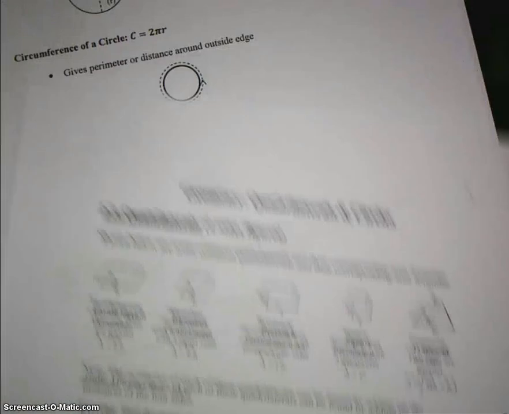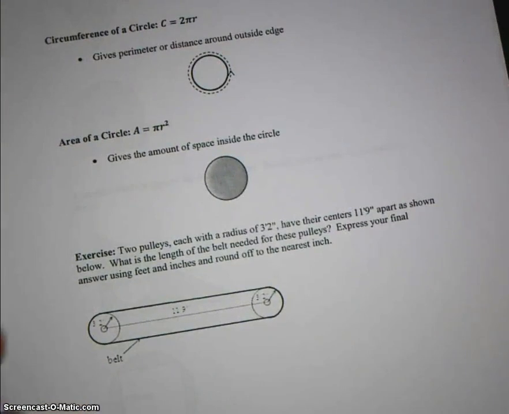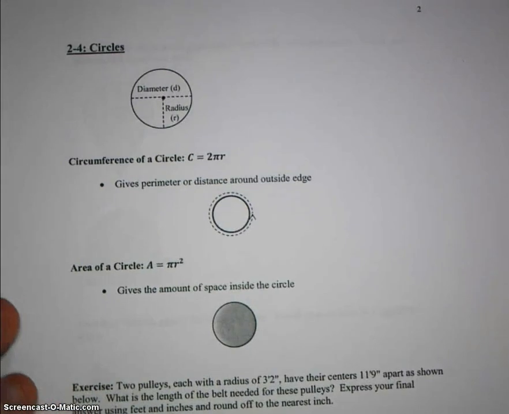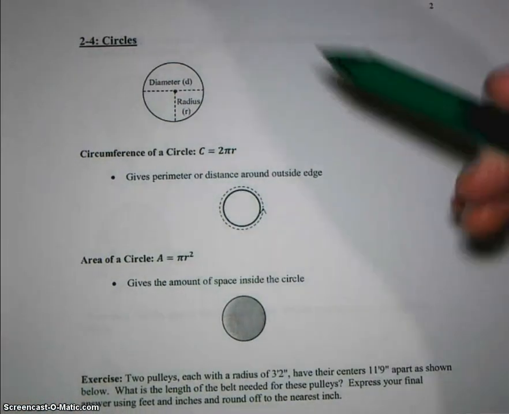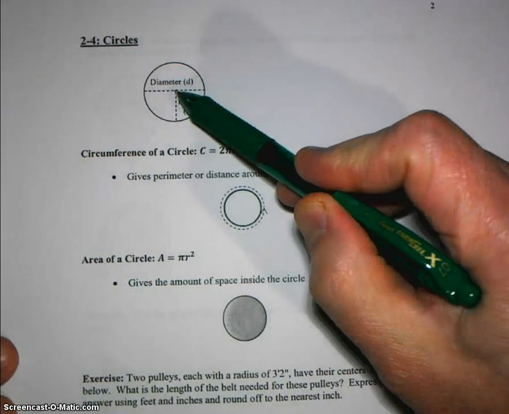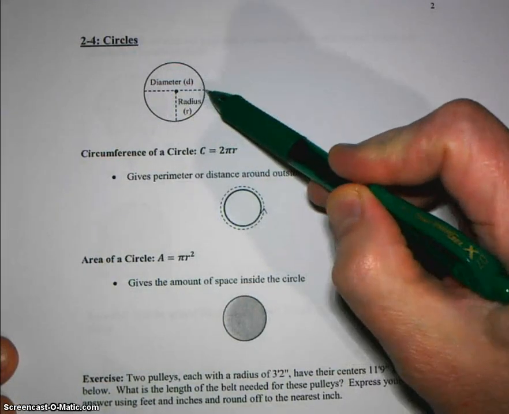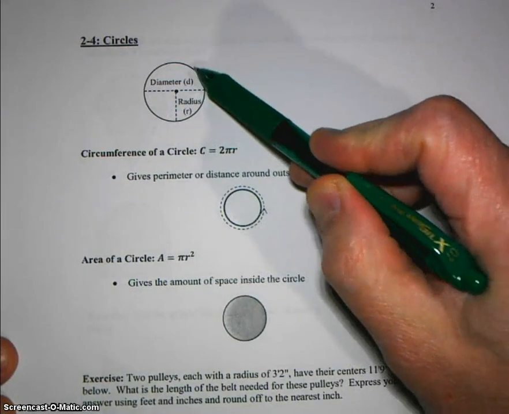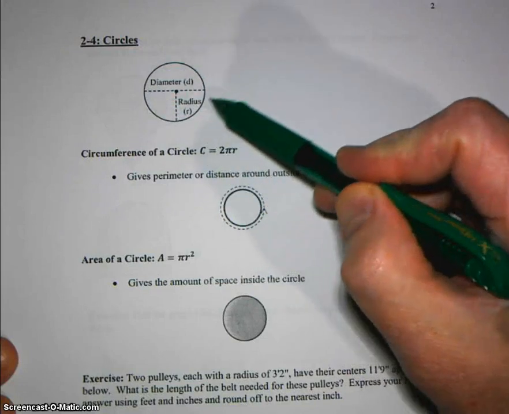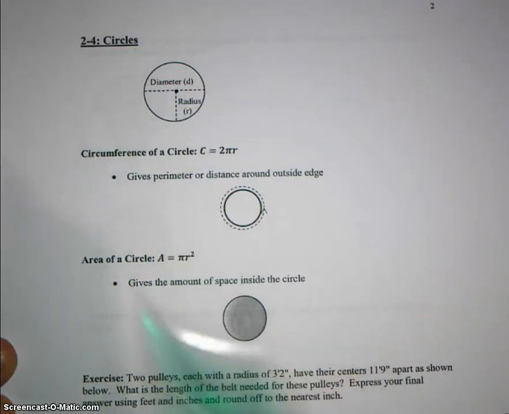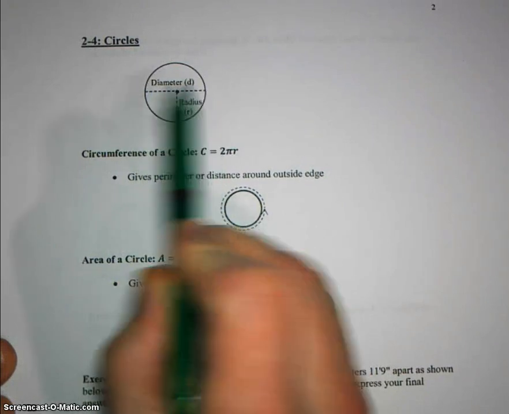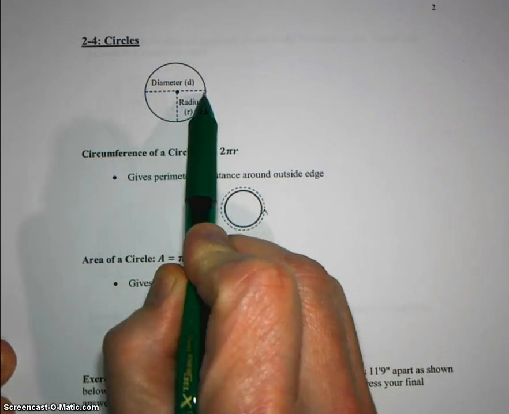Next page here. All right, next we have circles. So a circle, by definition, you have the center and then you have a radius. And the circle is all the points around the center the same distance from the radius. So we have our radius r, or we sometimes talk about diameter d. Diameter is the distance all the way across going through the center.